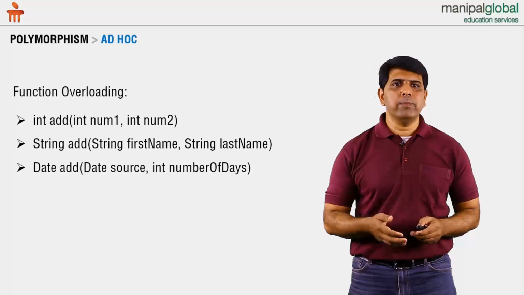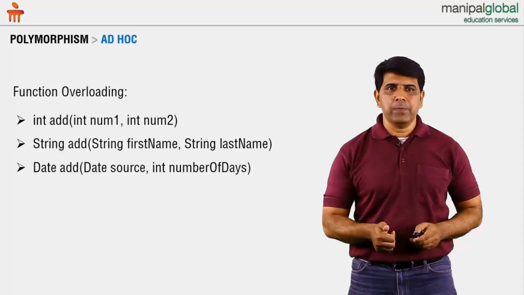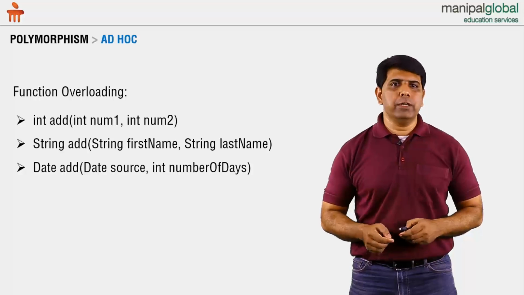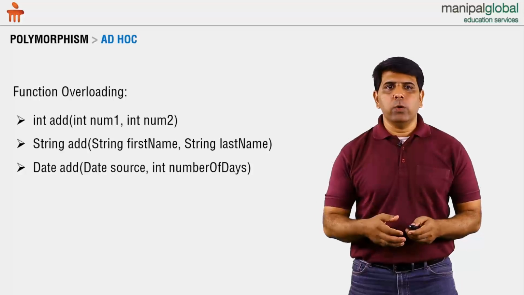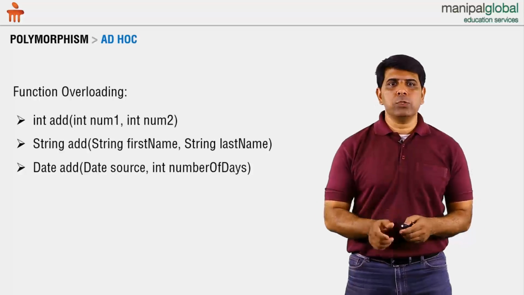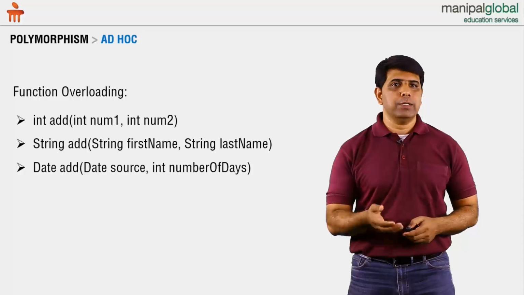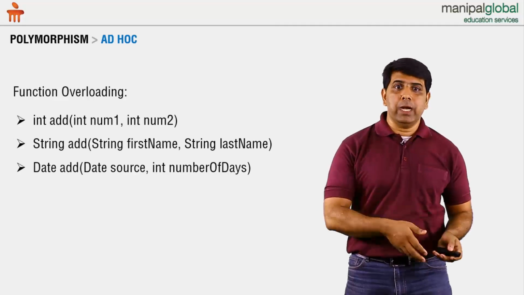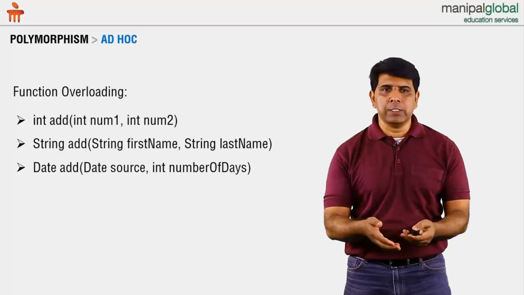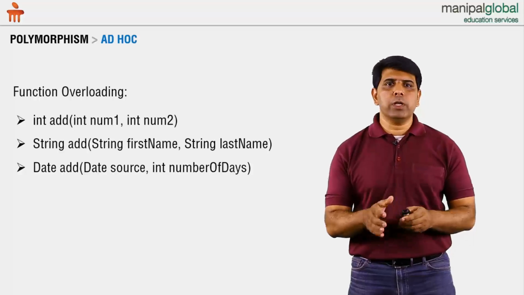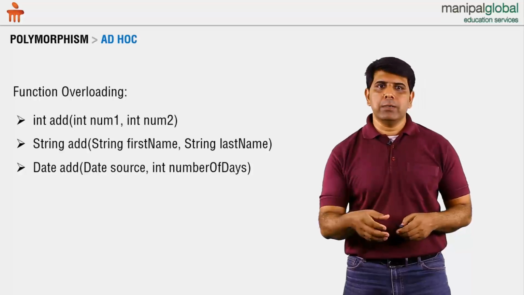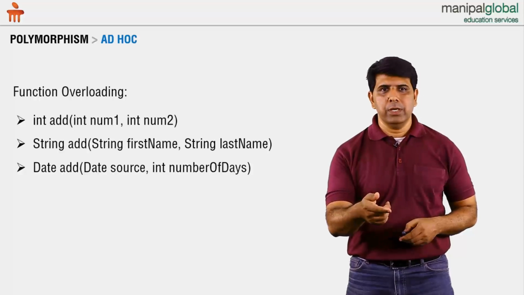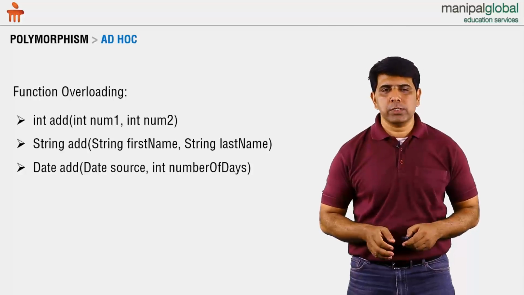Each one of them has the same name, add, but their parameters are different. This makes a difference when you call it. If I supply 2 numbers and call the add function, the very first one is called. If I supply a date and a number, then the third one is called. Usually programming language compilers are smart enough to figure out that you supplied numbers, so I will call the numbered function. This is how function overloading works.